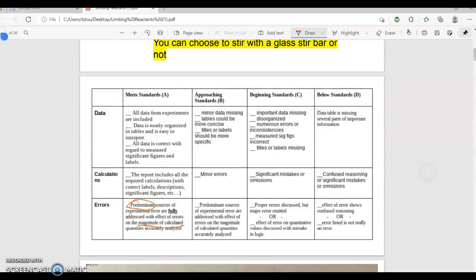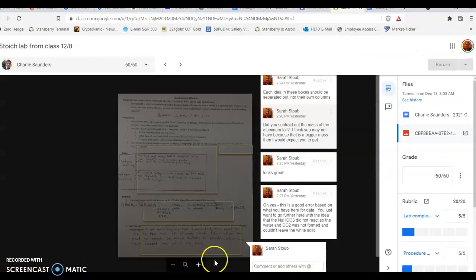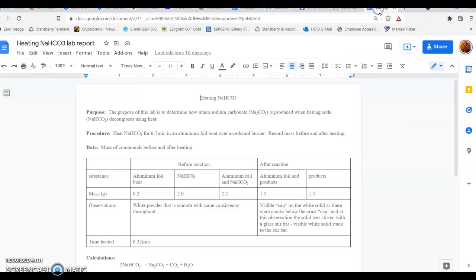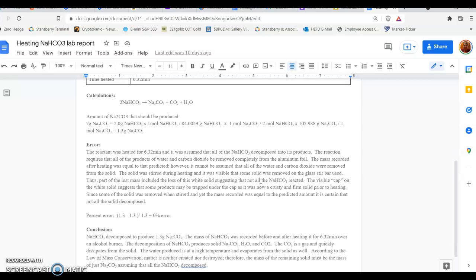Okay. Looking back at the lab report then. Got too many tabs open here, don't I? So you have access to this. This is what we're trying to get to at the end of the year. It's not super long. You can see it's just one page. We've got purpose, procedure, we'll get to that. Data table we're working on right now. We can do calculations. And then error.